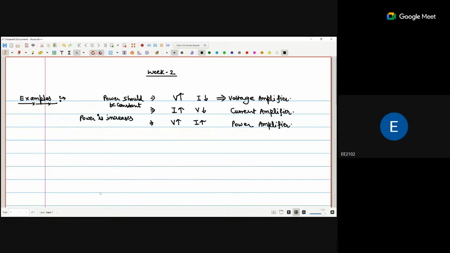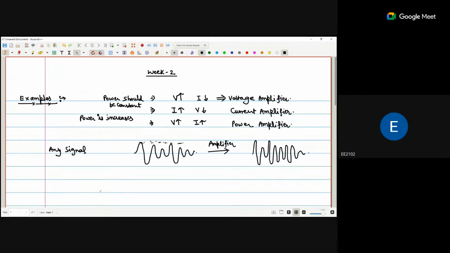Okay. Now any signal, if I am speaking, my voice signal spectrum should be like that. So when I pass it through the amplifier, the voltage will be increased at the same level. Here, say it is 2 volts and minus 2 volts. Now I consider that it is 5 volts and minus 5 volts.